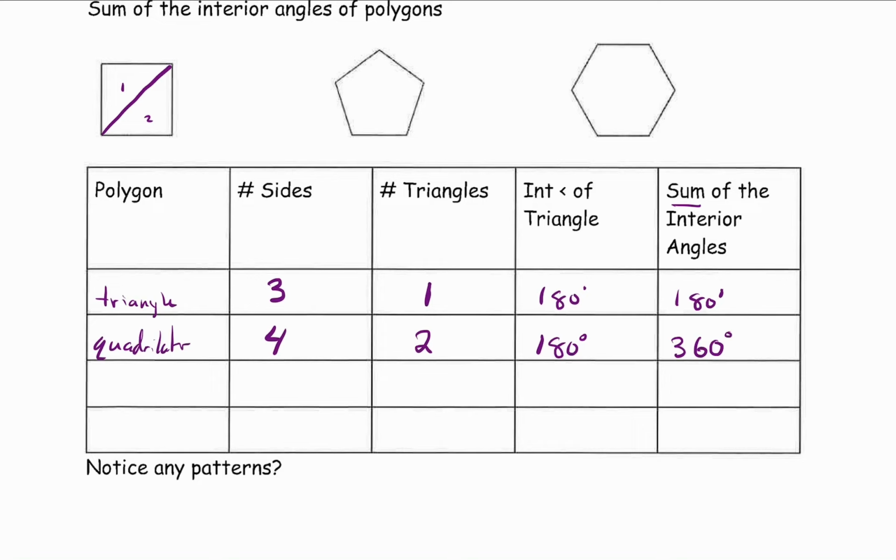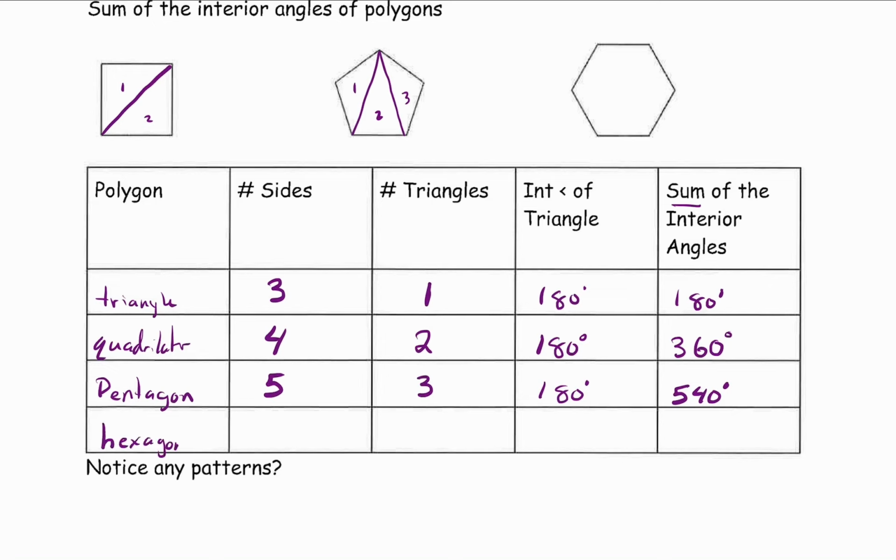We're going to go pentagon now. So a pentagon has five sides, and when we draw these diagonals in, we're going to have three triangles. Five sides, three triangles. We already know that each triangle has 180 degrees. And so the sum of all of those triangles together is going to be 540. All right, we've got one more. You might already notice the pattern.